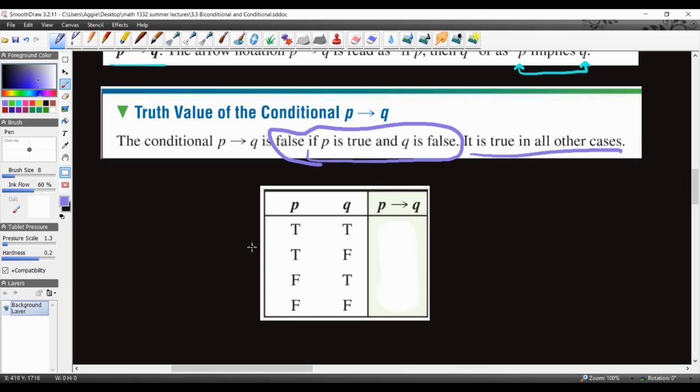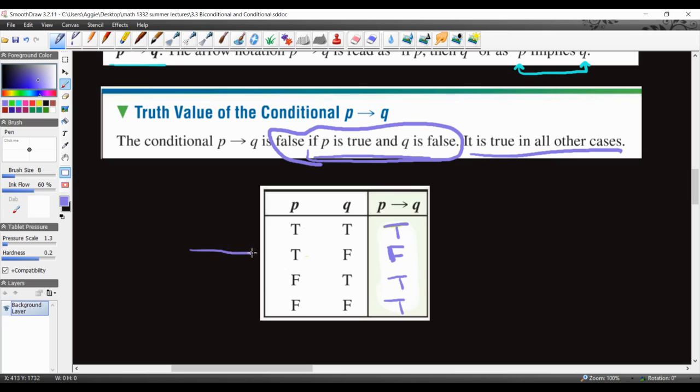And here is a chart for us to fill out. We notice that we have the same combinations: true, true, true, false, false, true, false, false, just like the previous video. If P is true and Q is false, this is going to be false. The first one is true, true, so this would be true. Let's use that other color because it's kind of hard to see. P is true and Q is false, so that's exactly what it says right here, and this is the only case where it is false. Everywhere else, according to my definition here, it's true.